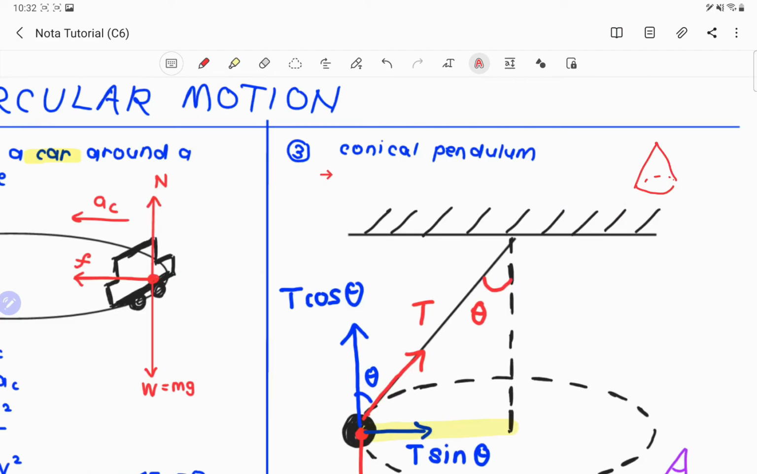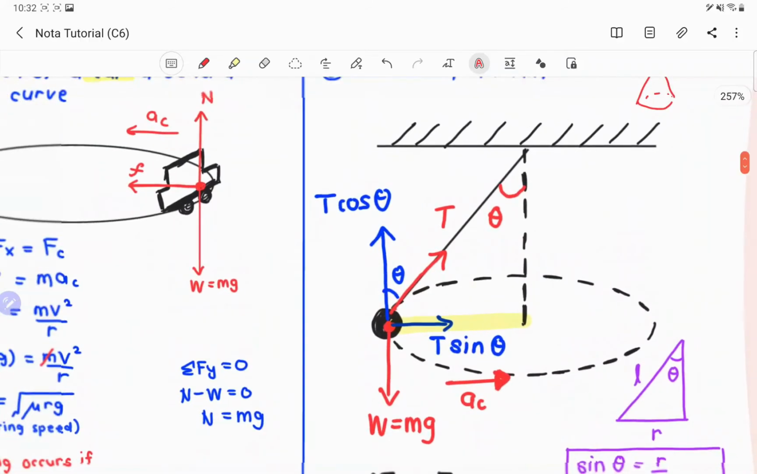Okay, the third situation is for conical pendulum. When we say conical, imagine a cone. So this pendulum is being attached pada satu tempat, but then dia punya circular motion masih lagi horizontal. Right. So if we draw the FBD, we have a tension along the string going away from the object, weight turun bawah. And then we can see that there is an angle that the string makes with the vertical.